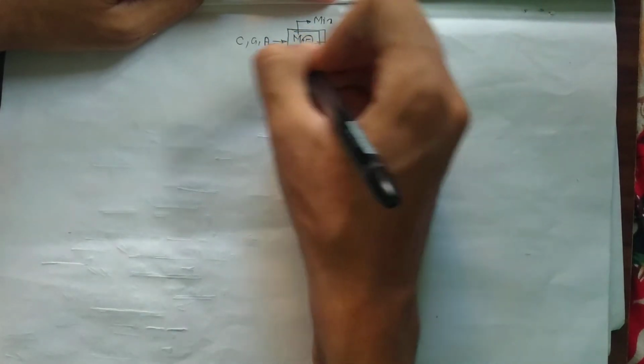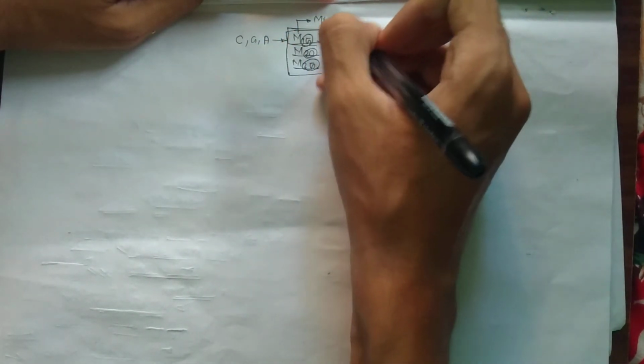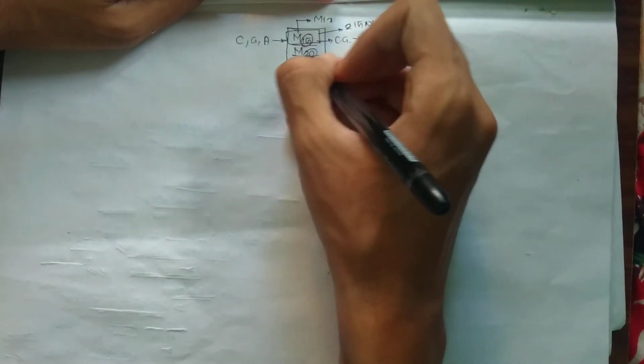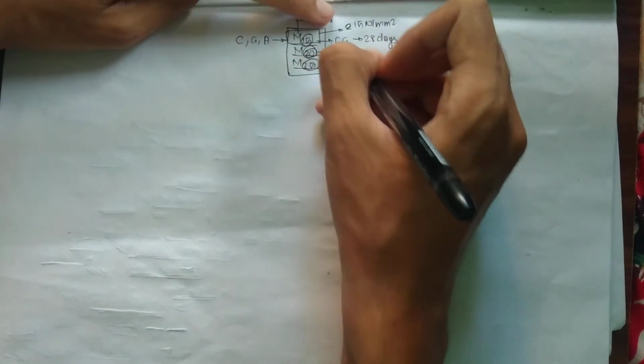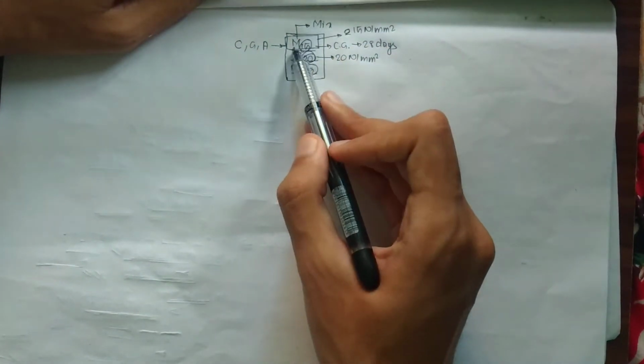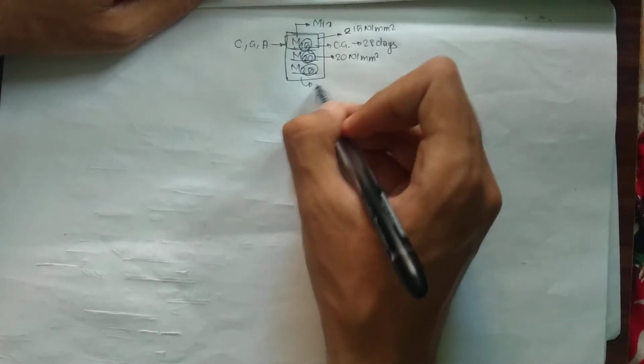So M15 concrete has a compressive strength of 15 Newton per millimeter square after 28 days, and M20 has a compressive strength of 20 Newton per millimeter square after 28 days. So in combined, the term M15 refers to the grade of concrete.